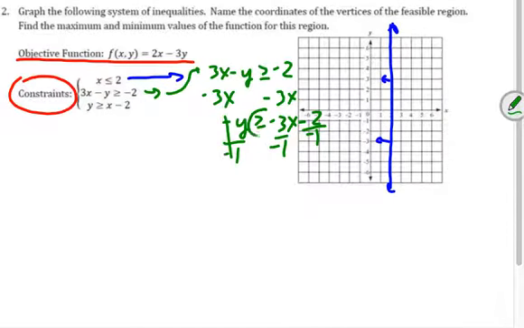And when I do that, I have to flip my inequality symbol. It's kind of a big deal. Instead of greater than, now it is less than or equal to. Negative divided by a negative here is a positive 3x. Negative 2 divided by negative 1 is a positive 2.